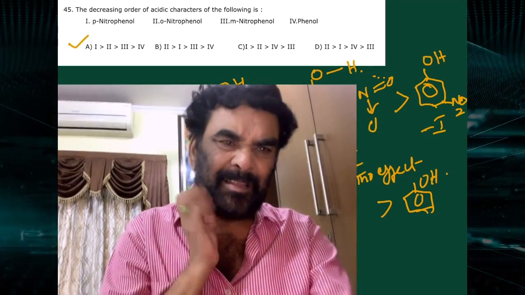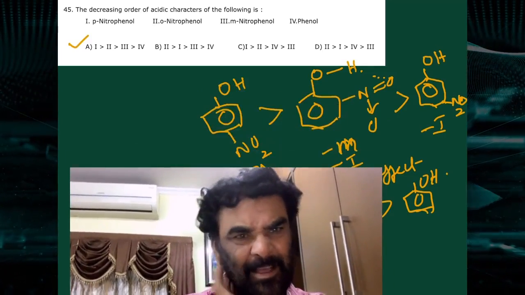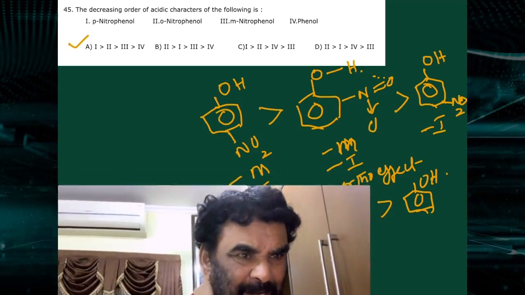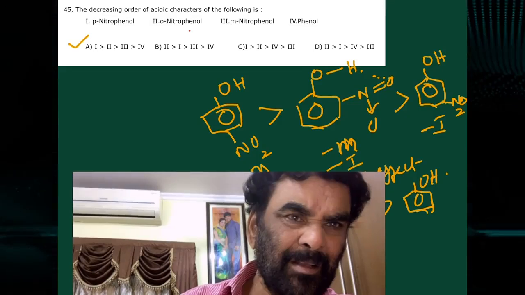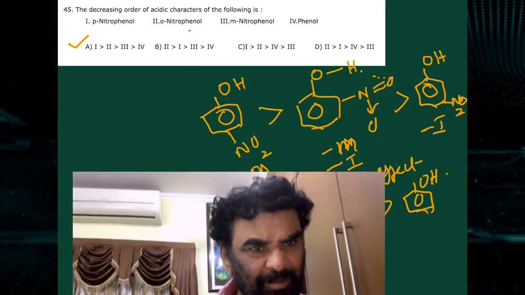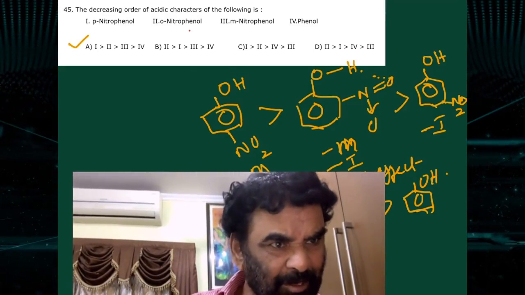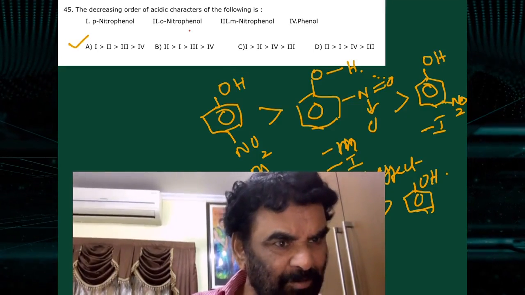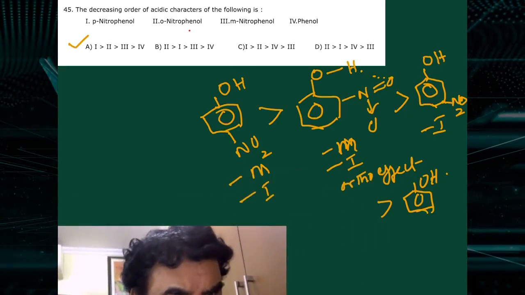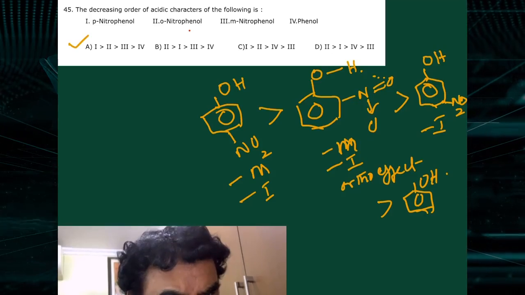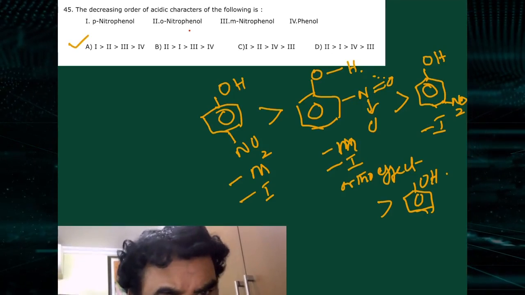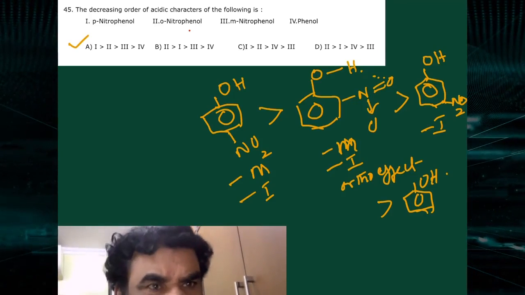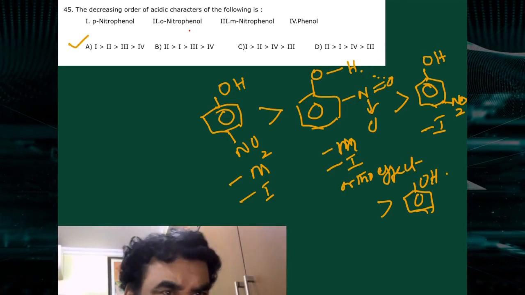Next one is a recent classroom question, and very simple. That is paranitrophenol, orthonitrophenol, metanitrophenol, and orthonitrophenol has intramolecular hydrogen bonding. Here only minus I effect, minus I, minus M; phenol is the least acidic, and the other 3 are stronger.